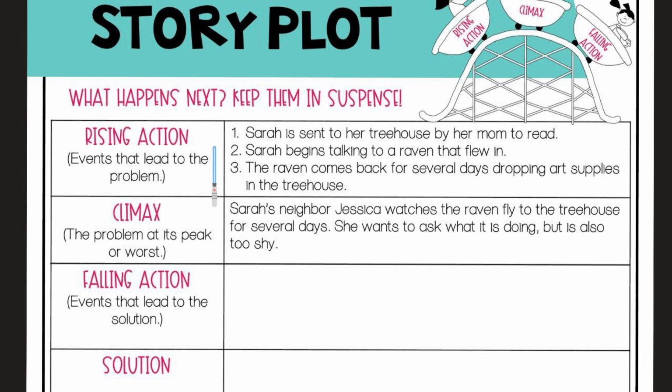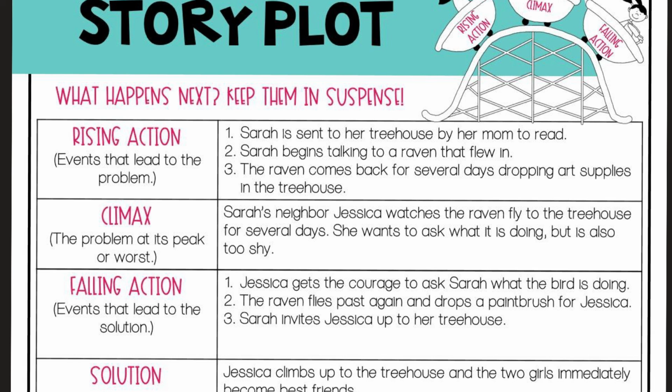Okay, so rising action, events that lead to the problem. Sarah is sent to her treehouse by her mom to read. Sarah begins to talk to a raven that flew in. The raven comes back for several days, dropping art supplies in the treehouse. The climax, the problem at its worst. Sarah's neighbor Jessica watches the raven fly to the treehouse for several days. She wants to ask what it is doing, but is also too shy.